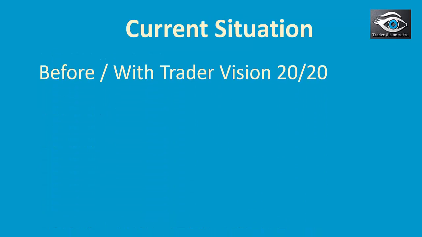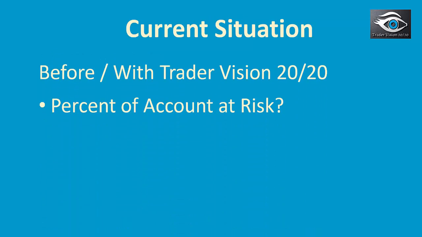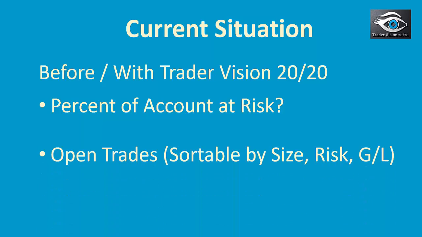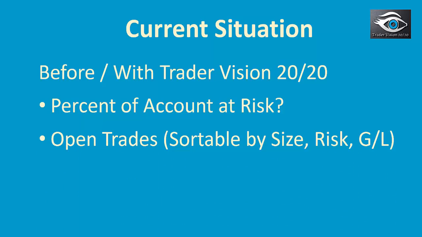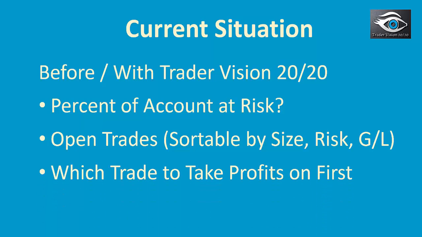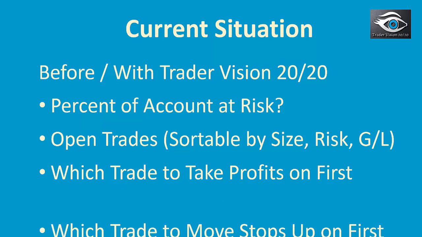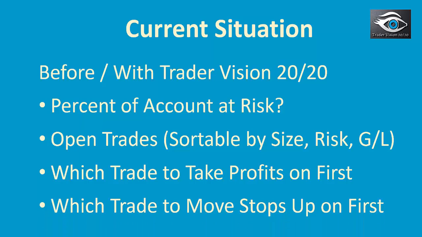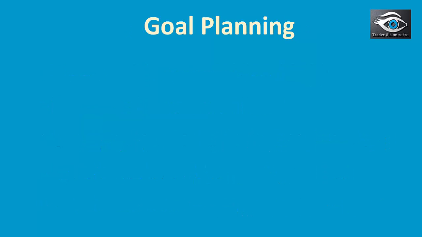So as you're looking at the current situation, did you previously have a way to look at the percent of your account that was at risk, at a glance to know the open trades and be able to sort them in terms of their size, or the amount of risk that they have open, or the amount of gain and loss they currently have open? Did you know which trades to take profits on first, on a day where that was important? Did you know which trades you needed to focus on first in terms of managing or moving stops? These are all capabilities available to you through the dashboard.